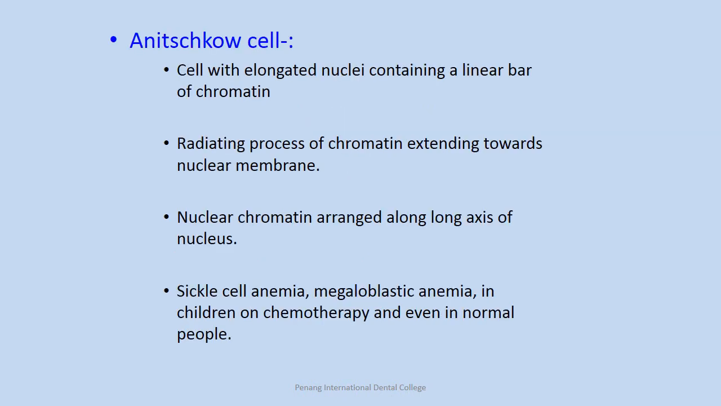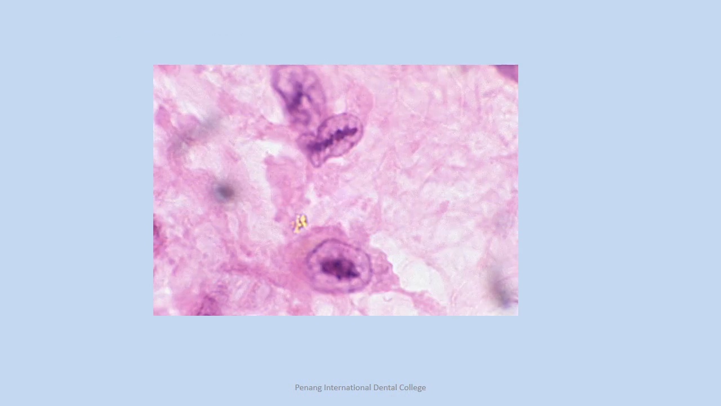Now this is like a fun fact. Anitschkow cells are basically cells with elongated nuclei containing a linear bar of chromatin. They have radiating processes of chromatin extending towards the nuclear membrane, and the nuclear chromatin is arranged along the long axis of the nuclei. A fun fact is that this is also seen in sickle cell anemia. This cell is also seen in megaloblastic anemia, in children on chemotherapy, and even in normal people. So smears taken from the buccal mucosa of these patients, as well as aphthous ulcer patients, present these cells. This Anitschkow cell typically looks like this.